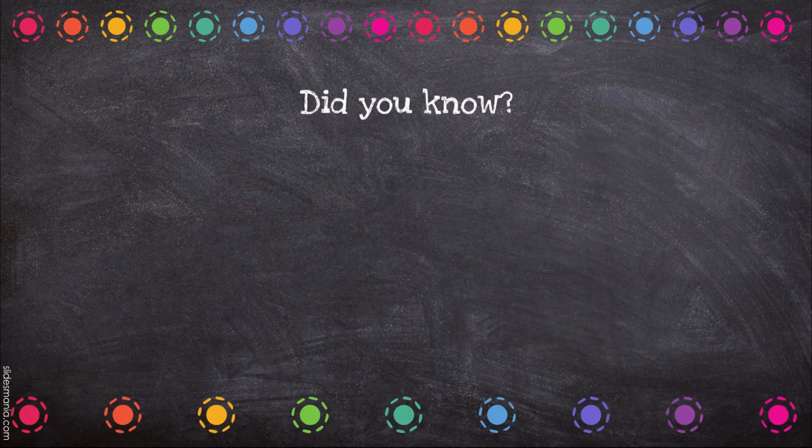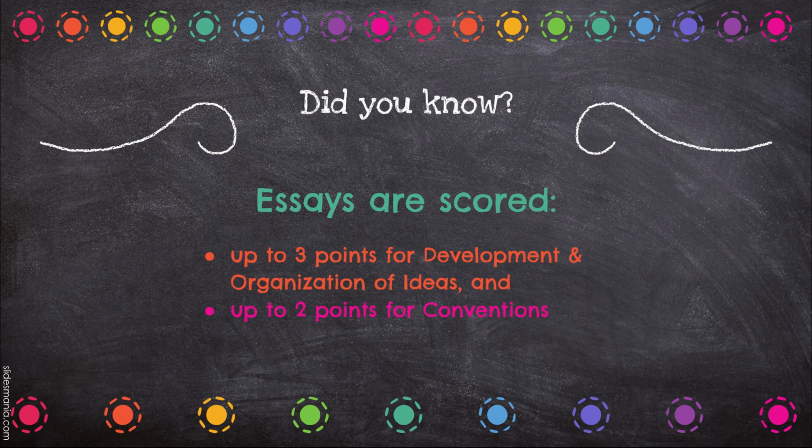Now, did you know that according to the people who score STAR and EOC exams, essays are scored up to 3 points for development and organization of ideas and up to 2 points for conventions? Your goal is to aim for a 4 or 5, and you can absolutely achieve that score with some practice and effort on your part.